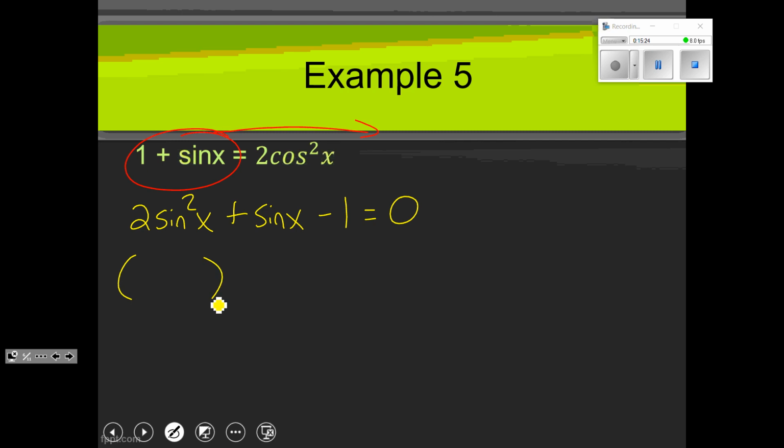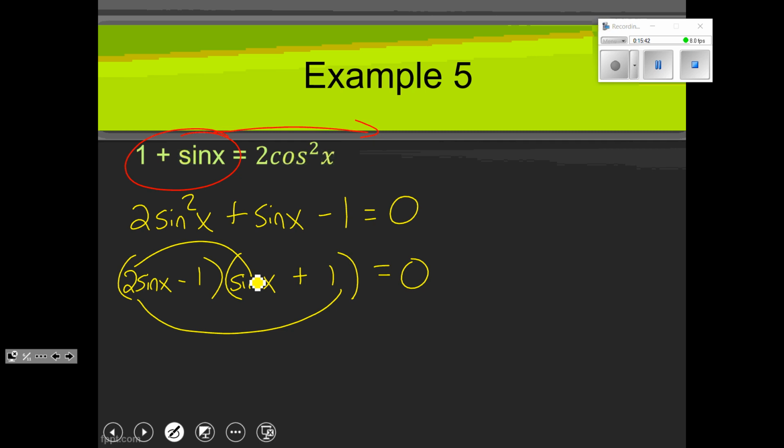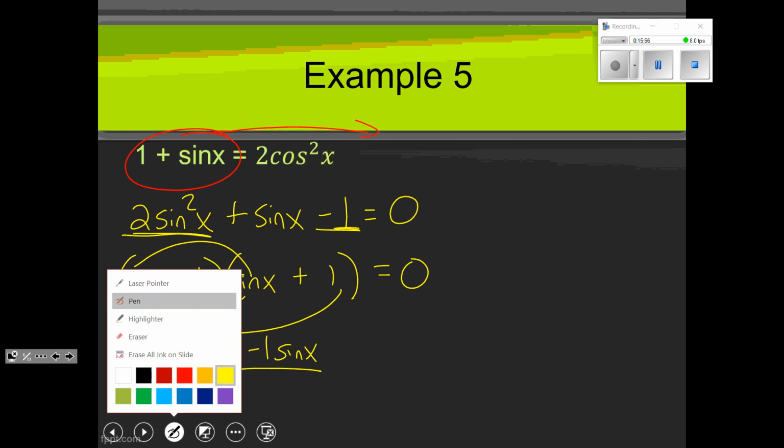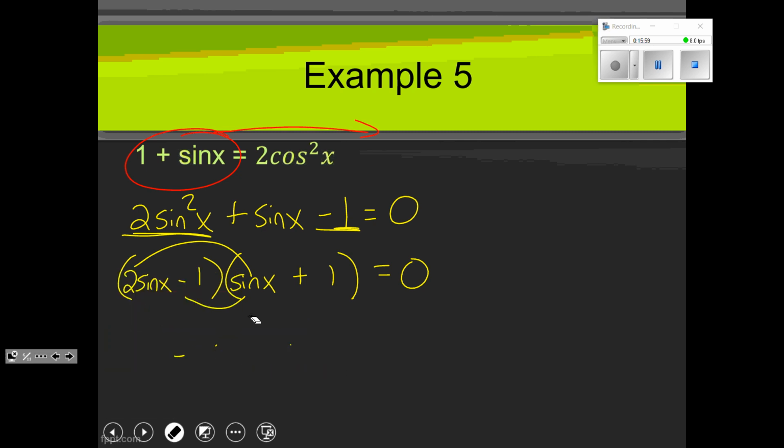So if you're back with me, I'm going to factor this into 2 sine of x and sine of x. And I'm going to factor this into plus 1 and minus 1. Because if you FOIL this out, 2 sine x times sine of x is 2 sine squared x. If you do the outer, that would be positive 2 sine of x. And if you do the inner, that would be minus 1 sine of x. And negative 1 times 1 is this part. And if you add these two, you get what's in the middle. So that works. Okay? So what do we do now?